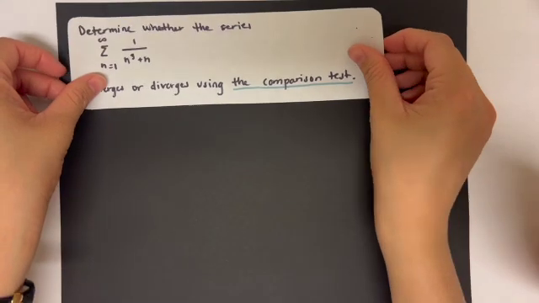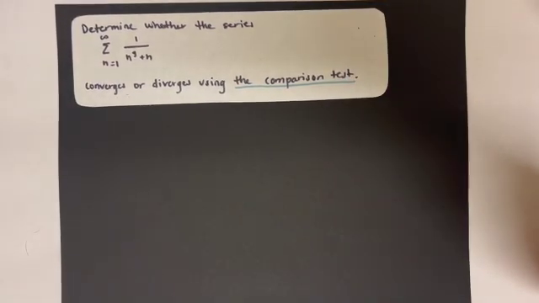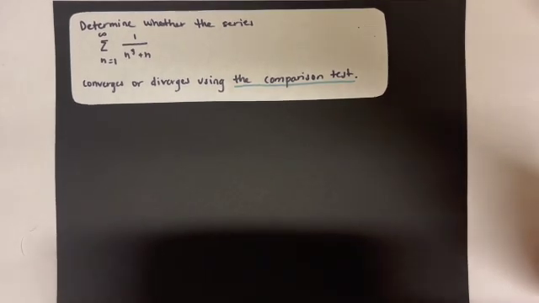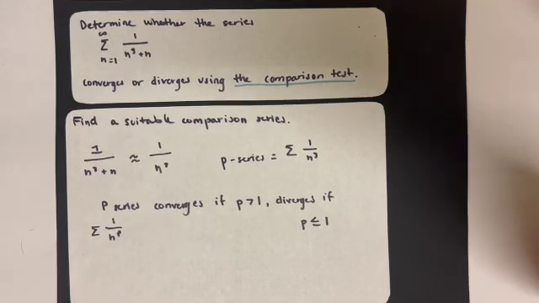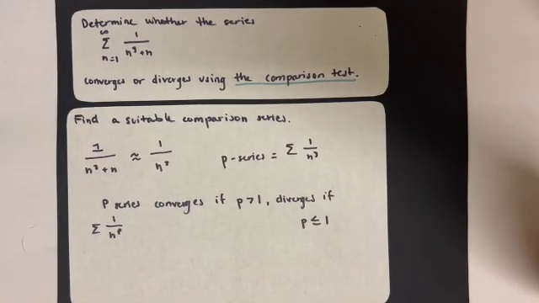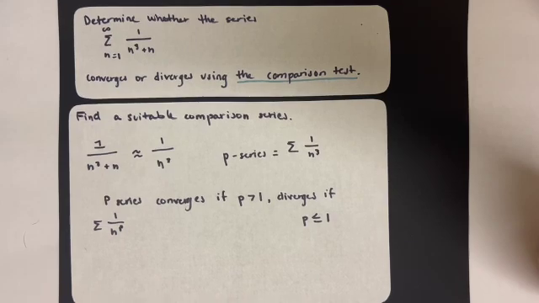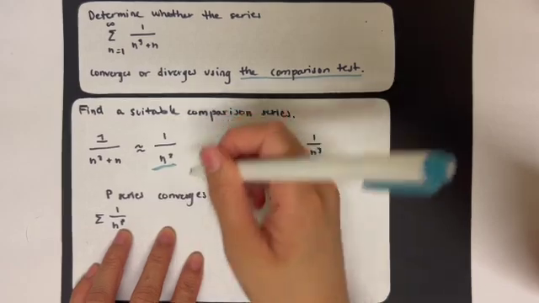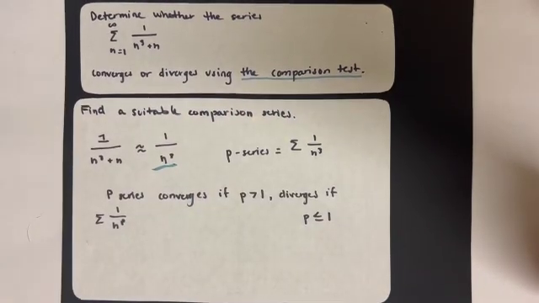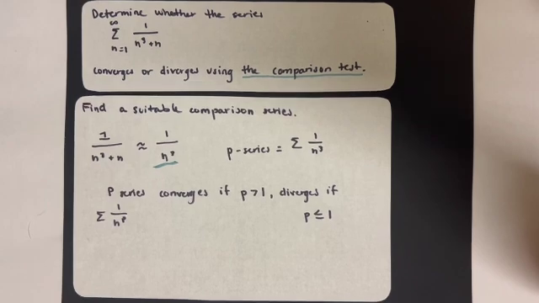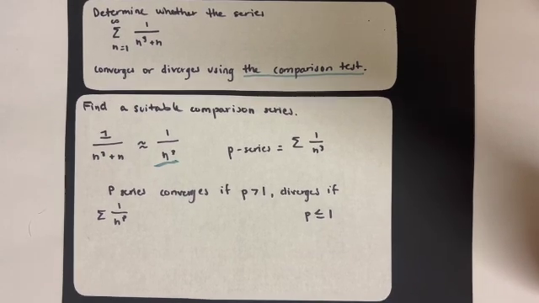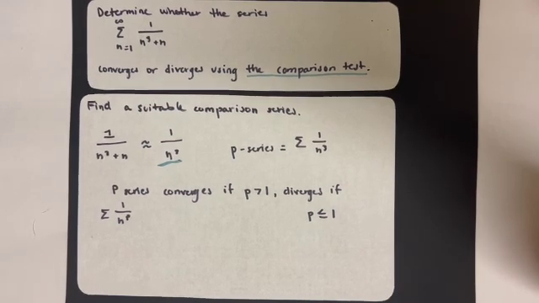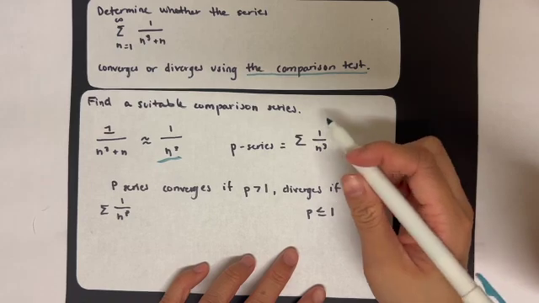Here, we'll determine whether this series converges or diverges using the comparison test. We'll first want to find a suitable comparison series. We'll be using something called a p-series. Looking at our original series, 1 over n cubed plus n is pretty close to 1 over n cubed. This is what we call a p-series. A p-series is the summation of 1 over n to the p power. It converges if p is greater than 1, but it diverges if p is less than or equal to 1. Our p-series is 1 over n cubed.